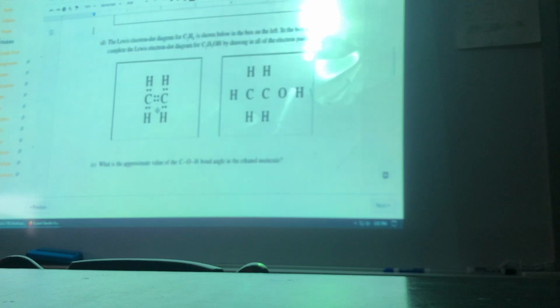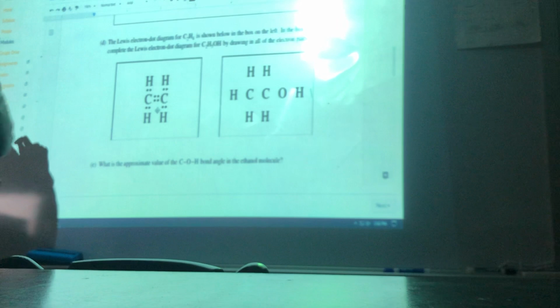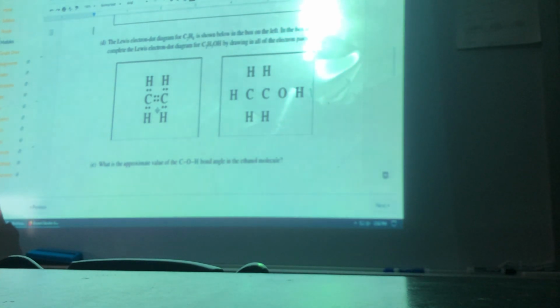Okay, and then it says, oh, we can erase. The next one, the Lewis electron dot diagram for C2H4 is shown in the box on the left. In the box on the right, complete the Lewis electron dot diagram for C2H5OH by drawing in all of the electron pairs. So 2 carbons gives us 8, plus 5 from hydrogen, plus 6 from oxygen, plus 1 more.